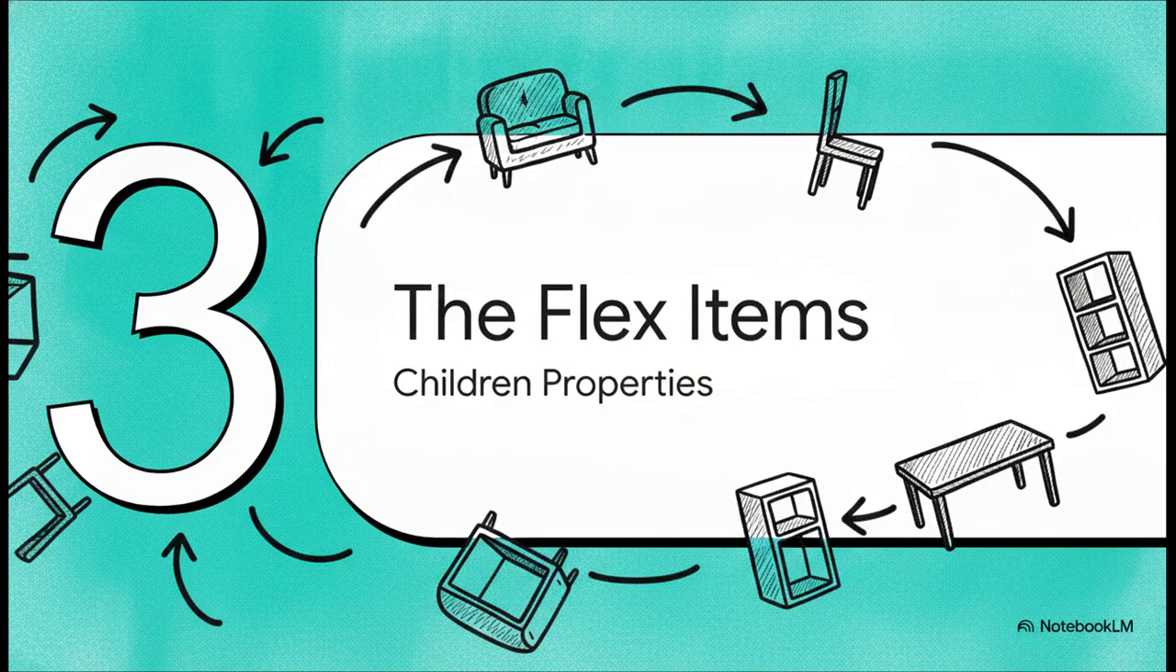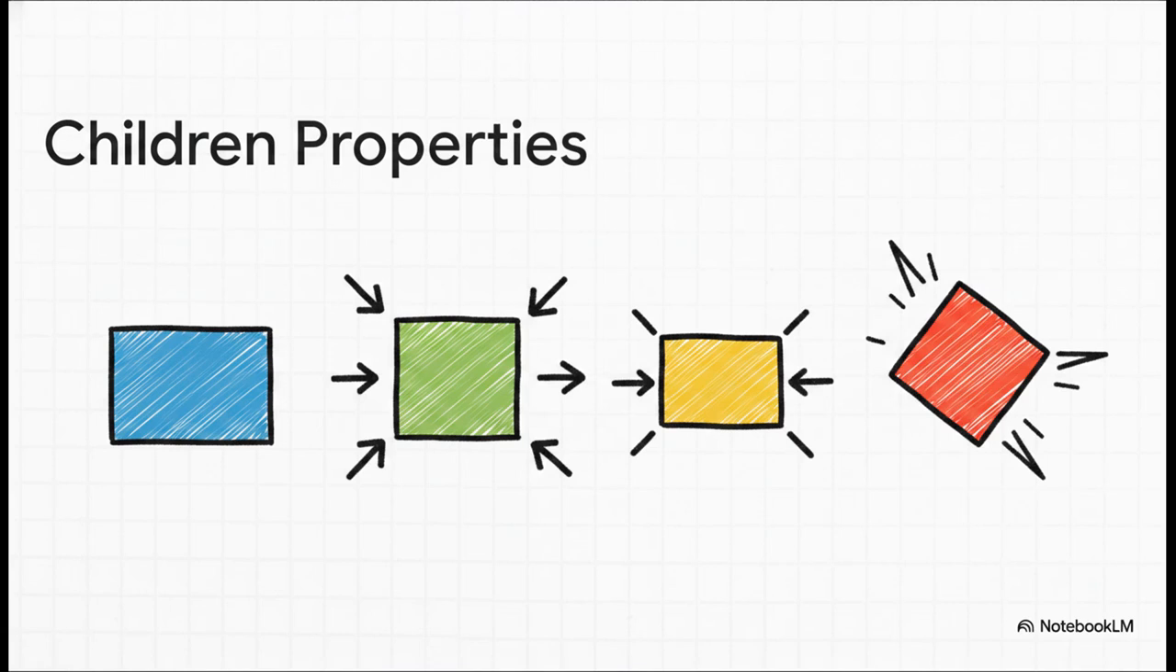Section 3. The Flex Items. Now, if the container is the room, these flex items are the adaptable furniture inside it. These properties are applied directly to the children items to override the room's default rules. You can use order to change their visual source order without touching the HTML. You can use flex-grow to dictate their maximum size proportion, flex-shrink to set a minimum size proportion, and flex-basis to set their ideal default size before any extra space gets distributed. Finally, align-self lets one specific item completely break the alignment rules of the group.